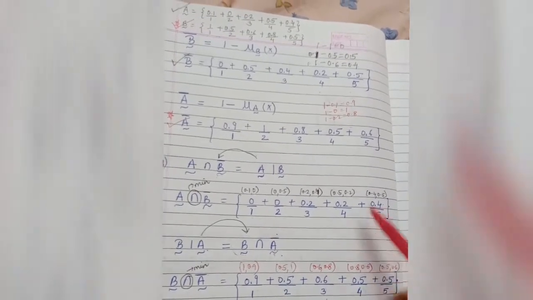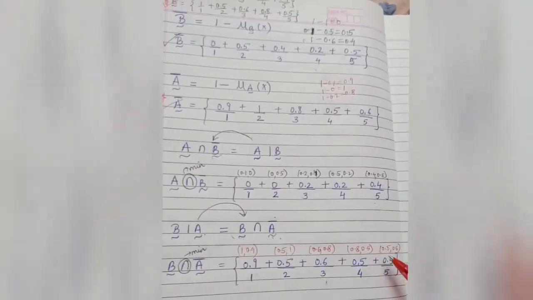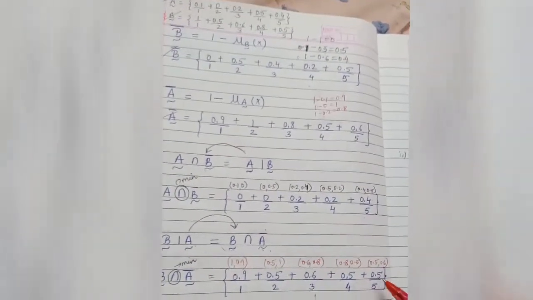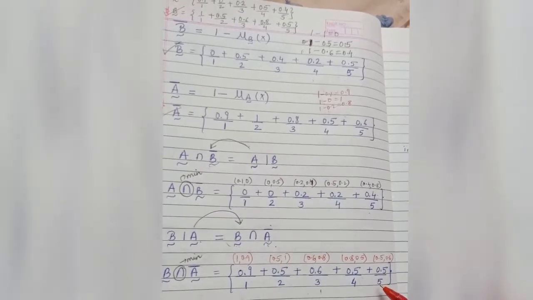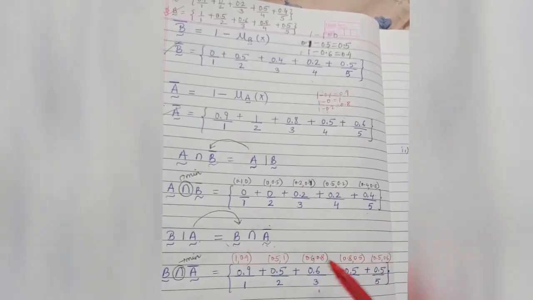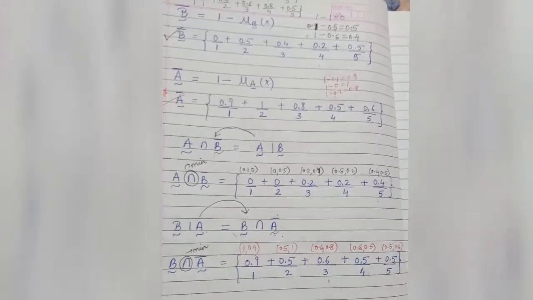Next, fifth element, that is 0.5 and 0.6. Minimum from these two is 0.5. So we'll write it as 0.5 upon 5. So this is B difference A.